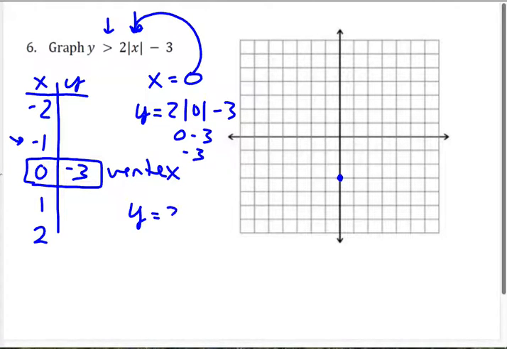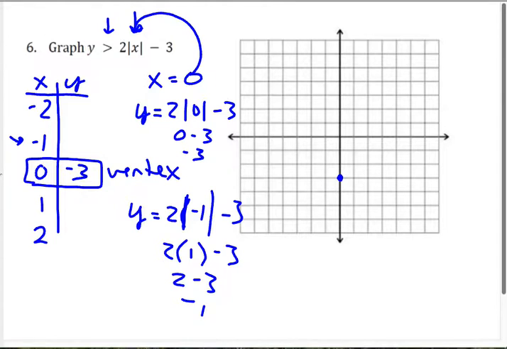Y equals 2 times the absolute value, negative 1 minus 3. That's 2 times 1. Absolute value negative 1 is 1. So that's 2 minus 3, or negative 1 right here. So negative 1, negative 1 right here. Once again, it's not greater than or equal to, so it's just a dotted line going up like this.